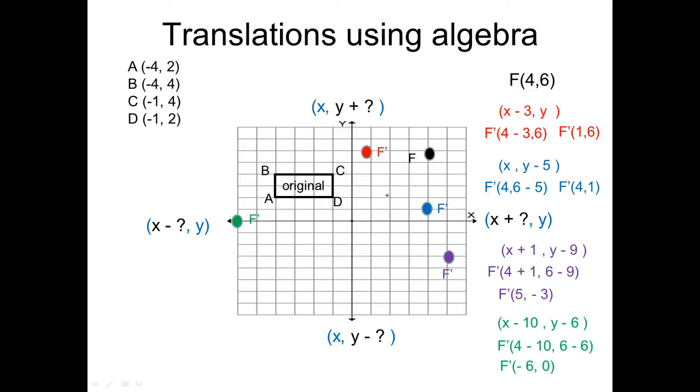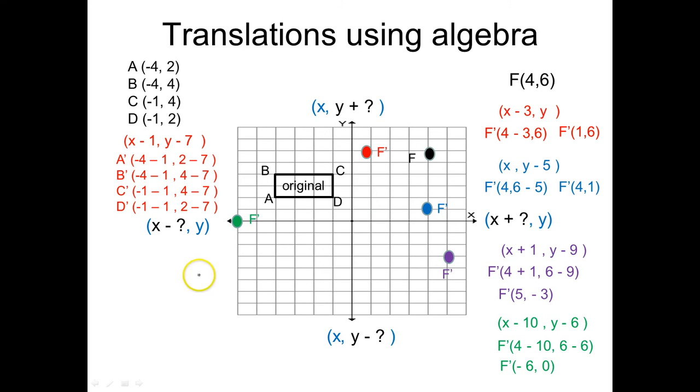I can do the same thing with my figure, my quadrilateral ABCD. If I want to translate quadrilateral ABCD using the translation x minus 1, y minus 7, in words, that means I'm going to go to the left 1, and then I'm going to go down 7. But I can use the algebra to find my new coordinates.